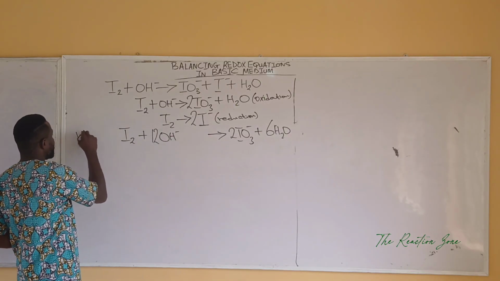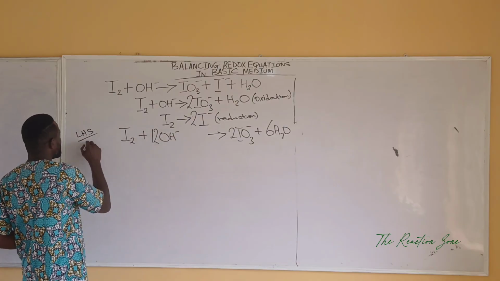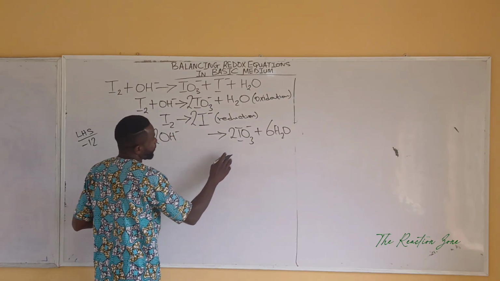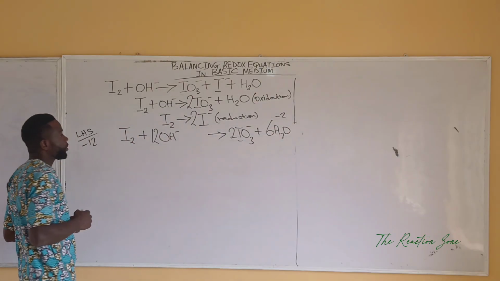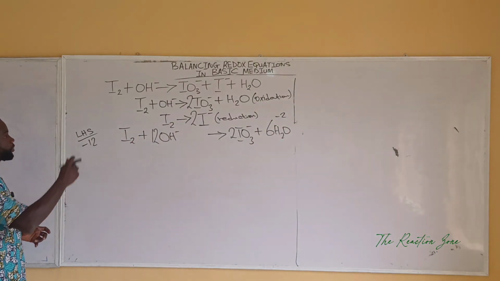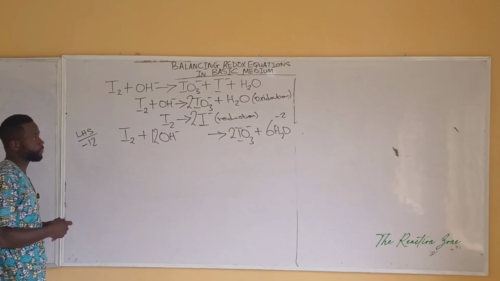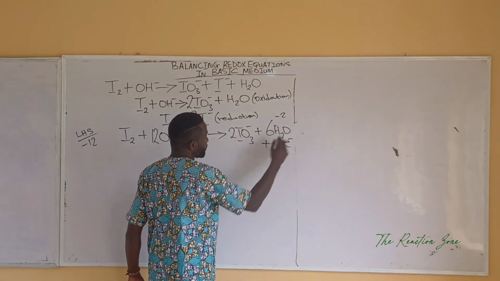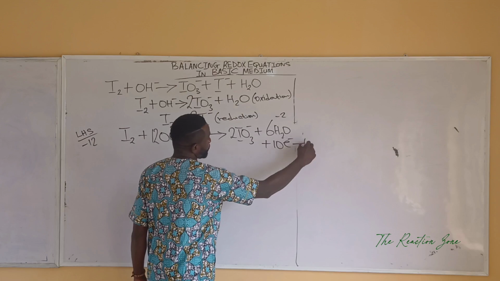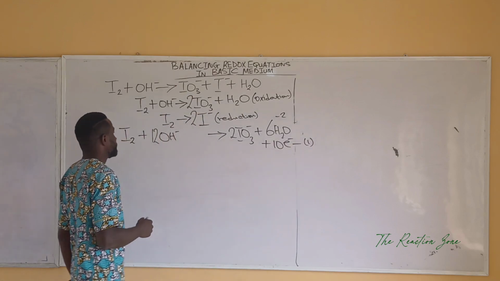So the next thing to do is to balance the charges. For the left hand side, minus 1 times 12 is minus 12, minus 1 times 2 is minus 2. So, what do we do to minus 2 to make it become equal to minus 12? Is to add 10 electrons, so plus 10e minus. And this is equation 1.